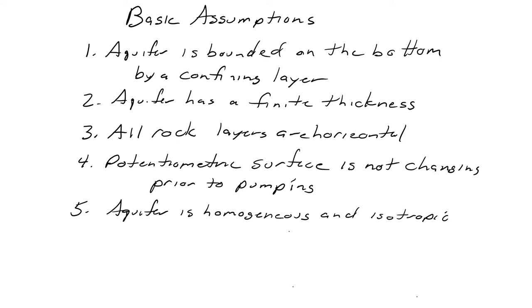If you have things like shales and other rocks that have sort of a stratigraphy inside of it, then water may move in one direction easier than the other. That's called anisotropic flow, and if that's the case, guess what? You have to use a different equation.